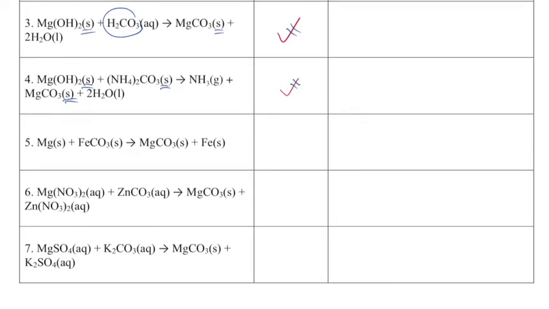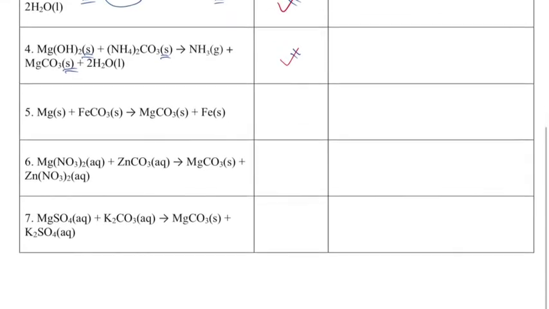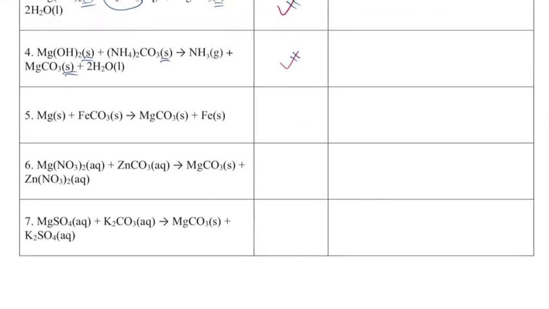Okay, so let's move on to the next one. For the fifth method, the student suggested that we can use magnesium, the metal, and mix it with iron(II) carbonate. Because magnesium is more reactive than iron, we should expect a displacement reaction to take place. The product formed is going to be magnesium carbonate and iron. Okay, so that's the displacement reaction we have discussed before.